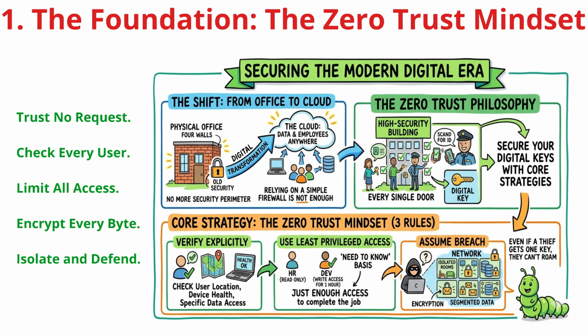First, we verify explicitly. We trust nothing, checking the user, their device health, and even where they are in the world. Next, we use least privilege. This is need-to-know access, giving users just enough power to do their job and no more. Finally, we assume breach. We build our defenses as if a hacker is already in the house, isolating and encrypting everything to lock them down.